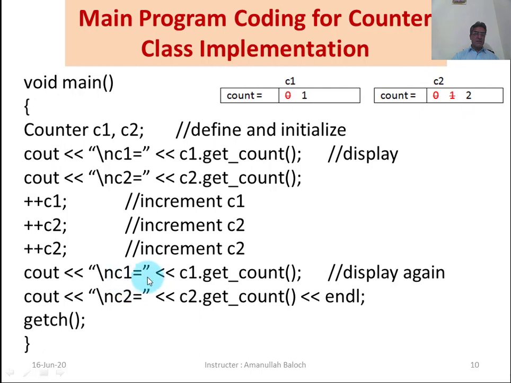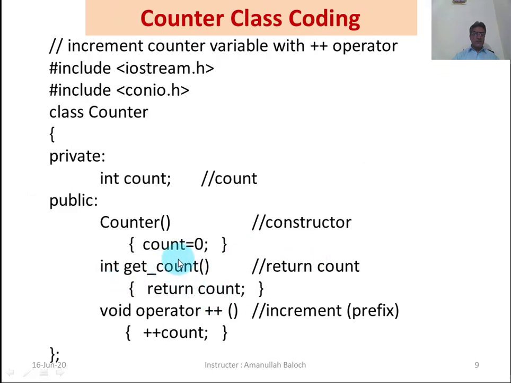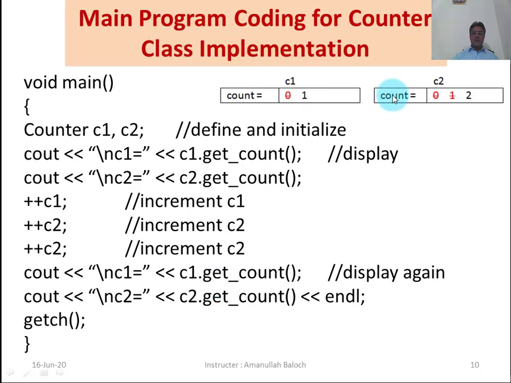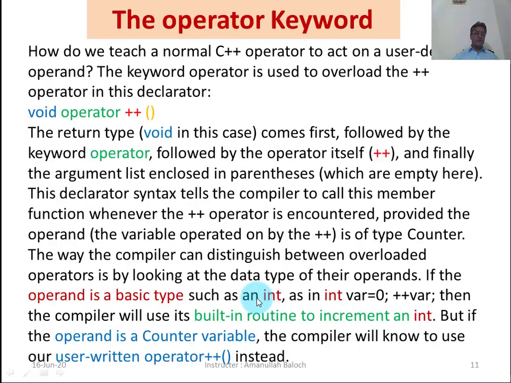So when we write C1 is equal to C1 dot getCount and C2 is equal to C2 dot getCount, here the computer will return 1, and the output will be C1 is equal to 1, and in response to c2.getCount. The getCount is a function. This function will return the value of count which is attached with c2. So the count attached with c2 contains the value 2, so it will return the value 2 here, and the computer will display c2 is equal to 2.